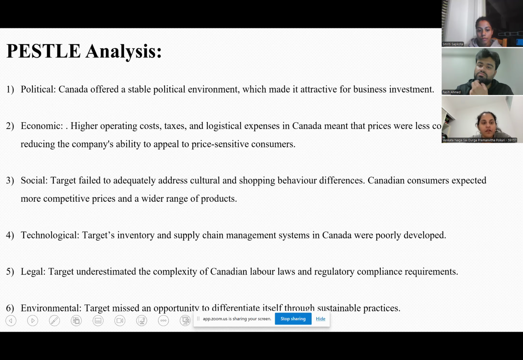Environmental: although environmental factors were less significant, Target missed an opportunity to differentiate itself through sustainable practices. Emphasizing eco-friendly initiatives could have enhanced Target's brand image among Canadian customers, who are generally environmentally conscious. When it comes to legal, Target underestimated the complexity of Canadian labor laws and regulatory compliance requirements. Employment standards, regulations, and legal costs were significantly different from the US.